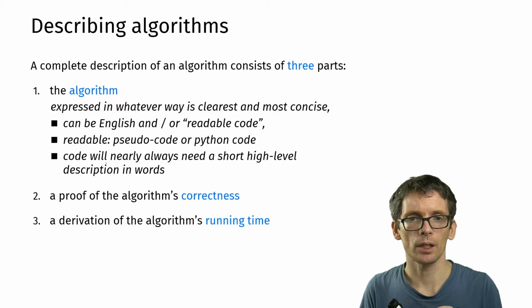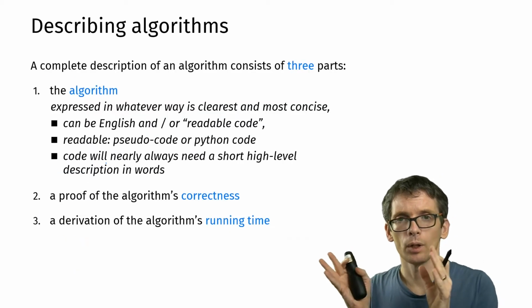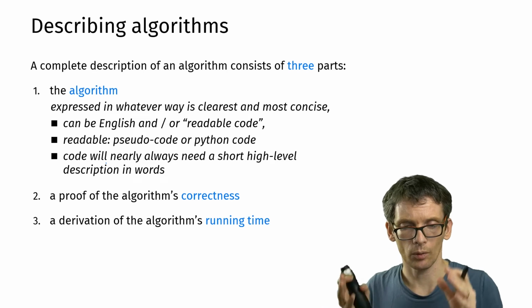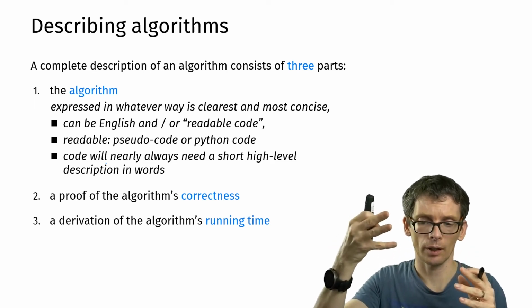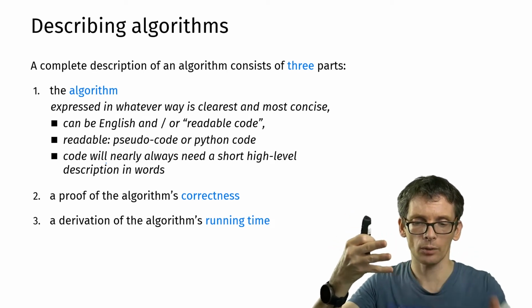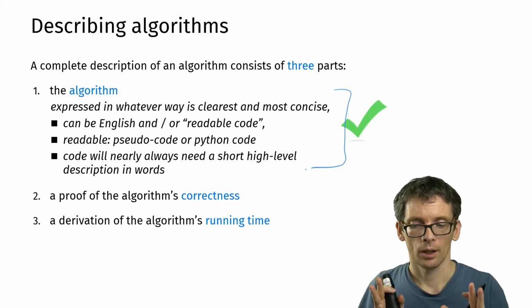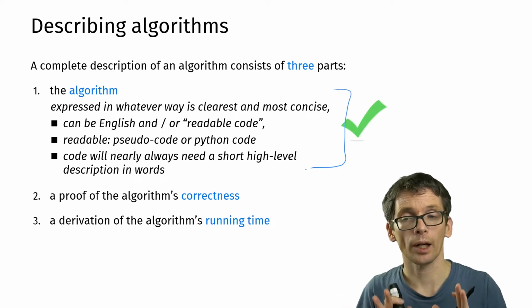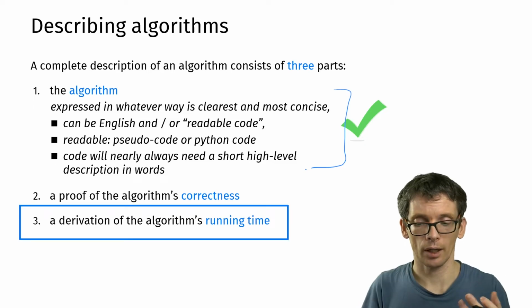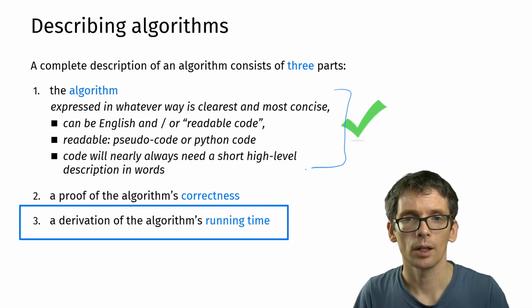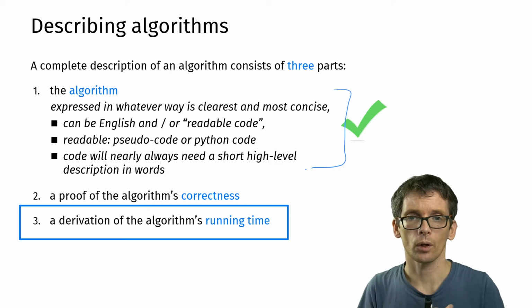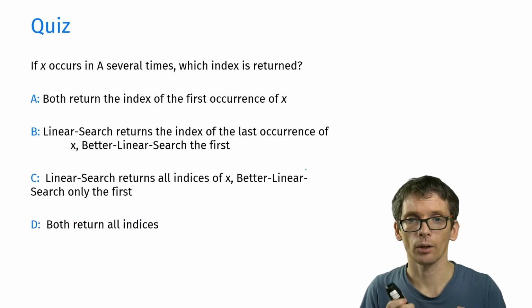So what have we seen so far? We've described algorithms. A description of our algorithm had three parts, and we have this description of the algorithm as such. We wanted to prove correctness also and derive the running time. And deriving the running time is what we're going to focus on next. Let's have a quick quiz.